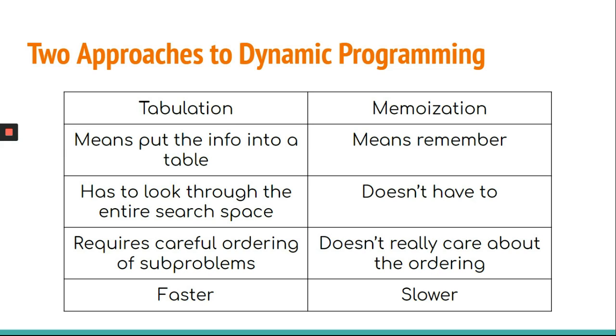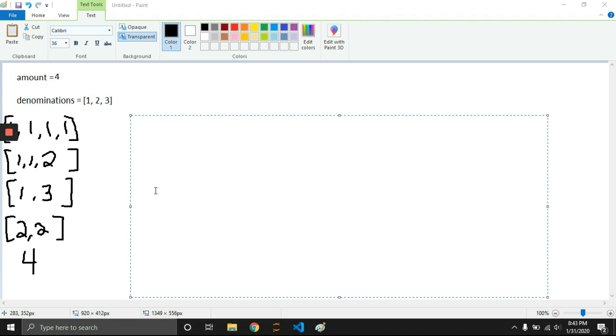Tabulation requires careful ordering of subproblems, and memoization doesn't really care about the ordering. Ultimately, if all subproblems need to be solved at least once, tabulation, or the bottom-up approach, outperforms memoization. All right, now back to the patterns within the problem.